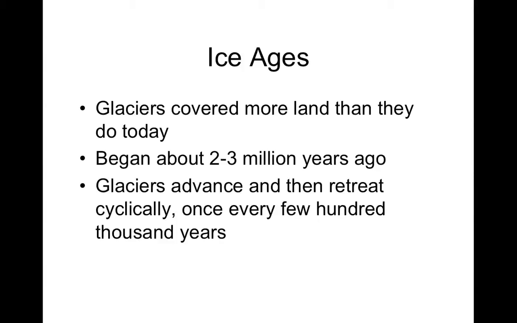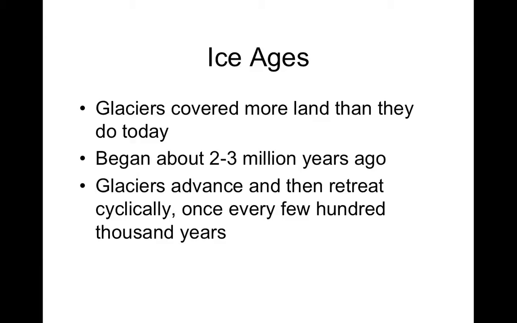Anyway, the time when a lot of the glacial features near us were formed is during the last ice age. And an ice age is when glaciers cover more land than they do today. So today we have big ice sheets covering Greenland and Antarctica. And then we have glaciers way high up in the mountains, but during an ice age, it covers much more.